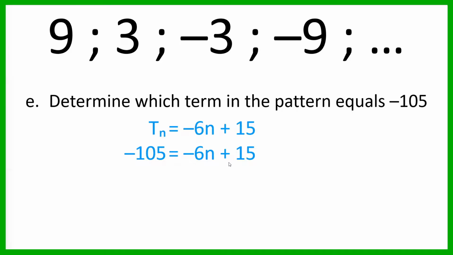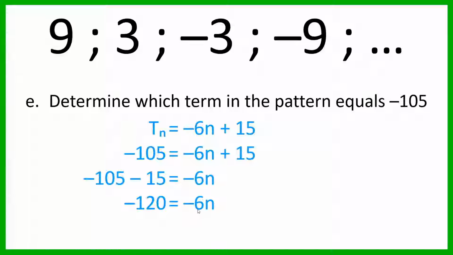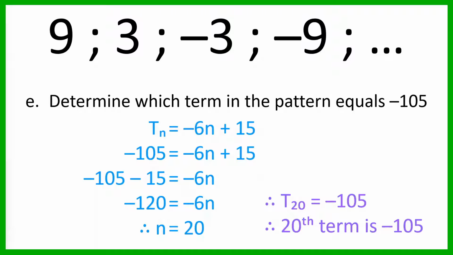Okay, so to solve for n, I need to get rid of the 15 on this side. I want to get it away from that n. So I'm going to subtract 15 on both sides, and that gives me over here negative 120 equal to negative 6n. Now to get the n on its own, I'm going to divide by negative 6 on both sides, and that gives me 20. So that means that n is equal to 20. Now what that means is that T20 is negative 105, or I could also say that the 20th term is negative 105. Okay, so that's our first example, where we've got a pattern that's been written as a sequence.